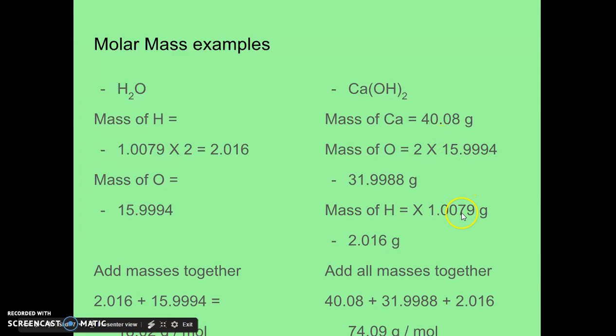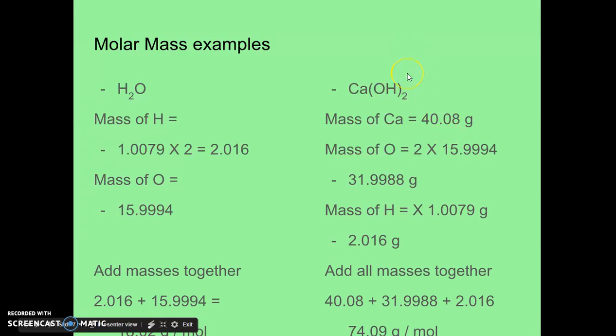So the mass on the periodic table times the number of atoms. There should be a 2 here, so 2 times that. There's only 1 calcium, which is why I only have one atom of calcium given. Add all the masses up: 40.08 plus 31.9988 plus 2.016 equals 74.09 grams per mole.